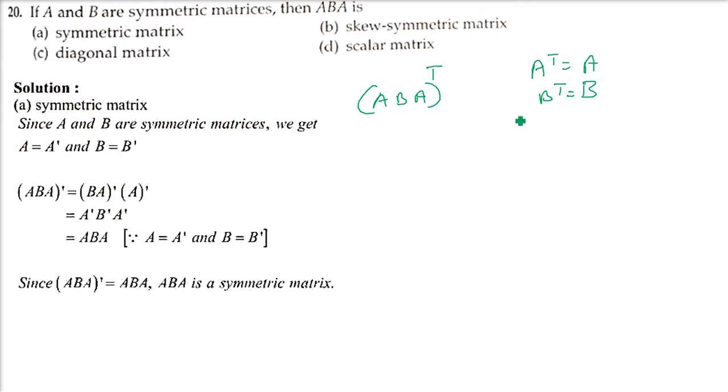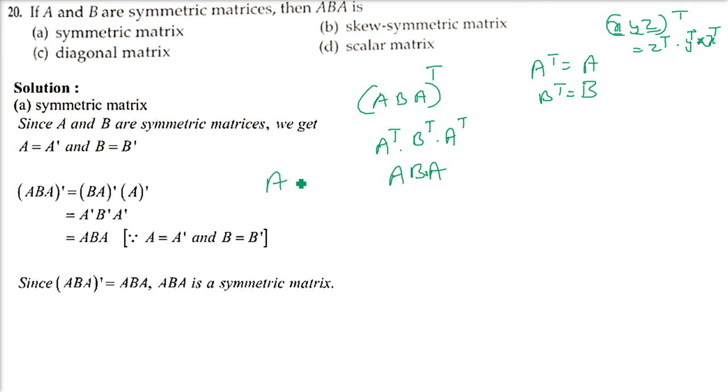Now let us take the transpose. As I said, the transpose of X, Y, Z is Z transpose, Y transpose, and X transpose. So we have A transpose, then B transpose, and then A transpose. Now A transpose is A, B transpose is B, and A transpose again is A. So when we transposed A, B, A, we got the same matrix A, B, A. This is a symmetric matrix. A is the answer.